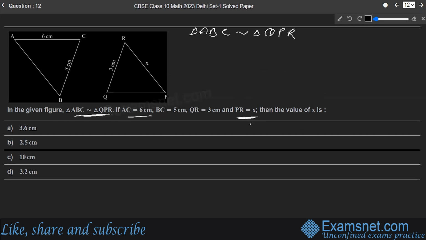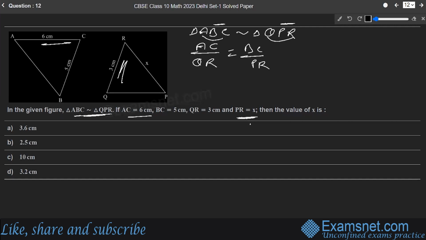So we can pick out the similar triangle, similar sides pair. The ratio of the corresponding sides is equal. So we can write AC divided by QR. The corresponding side of AC is the QR, as the name suggests. AC by QR is equal to BC by PR. As the name suggests, BC is exactly on the position of PR, so BC and PR will be corresponding. AC is at the position with QR, so AC and QR are coming together. So these two ratios are equal.